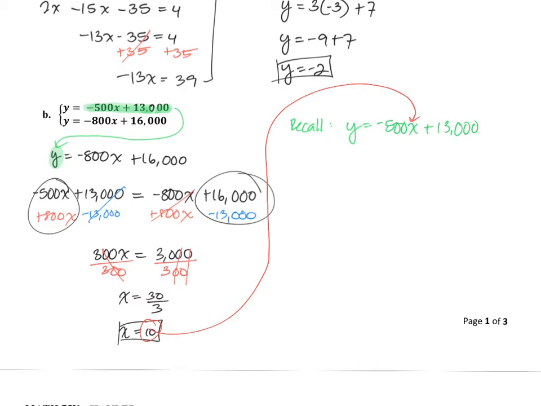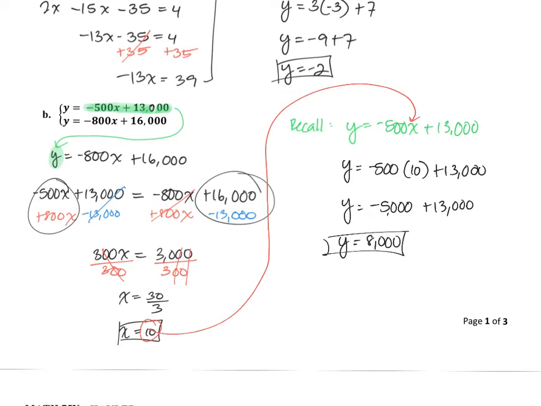Okay, so subbing in that x value so we can solve for y. So then we get y equals negative 500 times the x value of 10 plus 13,000. So then y equals negative 5,000 plus 13,000. So then y equals 8,000. So the answer to this system is going to be your x value first and then your y value. Because once again, we are looking for where your lines intersect. Because remember, these are both equations of lines.